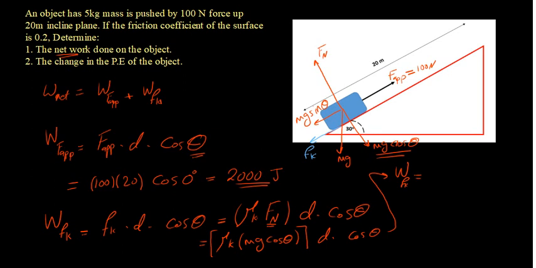Now, once again, just to make it clear, this theta here is not the same theta here. The first theta, with the mg cosine theta, represents the incline angle, which is the 30 degrees. But this theta here represents the angle between the friction force direction and the distance direction. So if we're gonna replace values, we know the mu k is 0.2. The mass is 5, 9.8, and here is cosine 30 degrees, sorry about that, and we're gonna multiply it by the distance, which is 20. Now here is the trick, it's gonna be cosine 180 degrees because the angle between them is 180 degrees. Simply you just do the calculations.